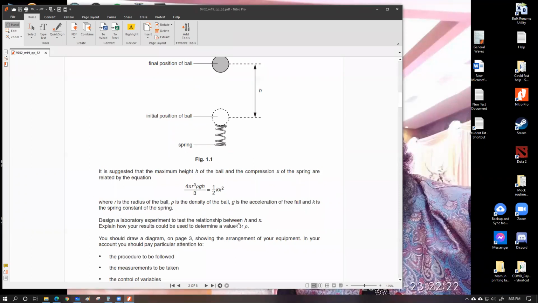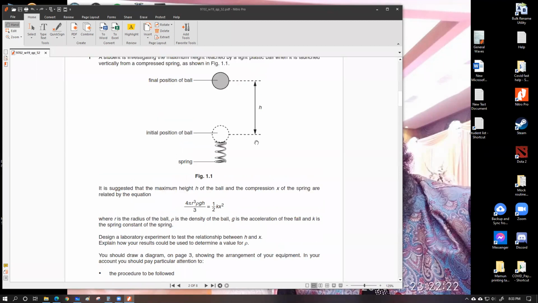Design a laboratory experiment to test the relation between h and x. Explain how your results could be used to determine a value for rho. You should draw a diagram on page 3 showing the arrangement of your equipment. You should pay particular attention to the determination of k from h and x. X is the compression of the spring, right?